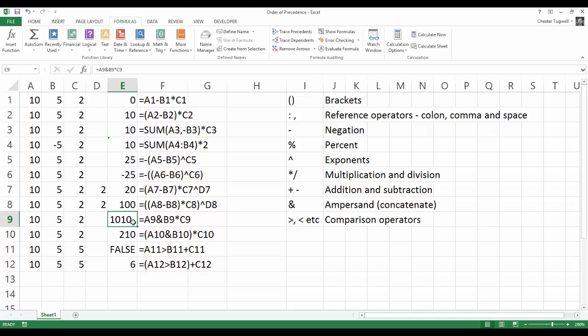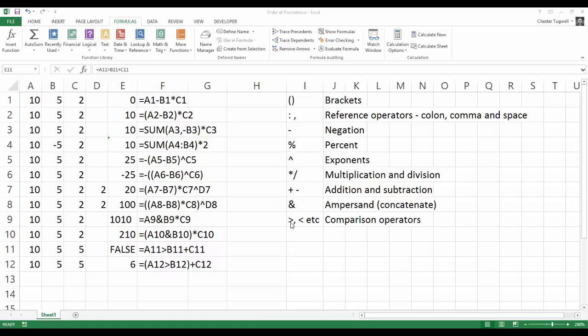Now the reason for that is that it would do the multiplication first. So 5 times 2 is 10, which would then be concatenated or joined to the 10. So you can see that the multiplication has been done first. Down here I've used the BODMAS brackets so that the ampersand part or the concatenation is done first. So it would say 105 times 2 would be 210.